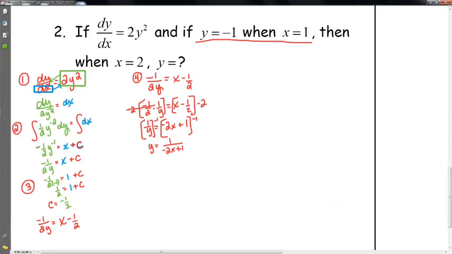And so now I know what x needs to be. The x is supposed to be 2. What is y going to be? So if x is 2, that means that y is going to be 1 over negative 4 plus 1, which means y is equal to 1 over negative 3, or negative 1/3. And that's our answer.